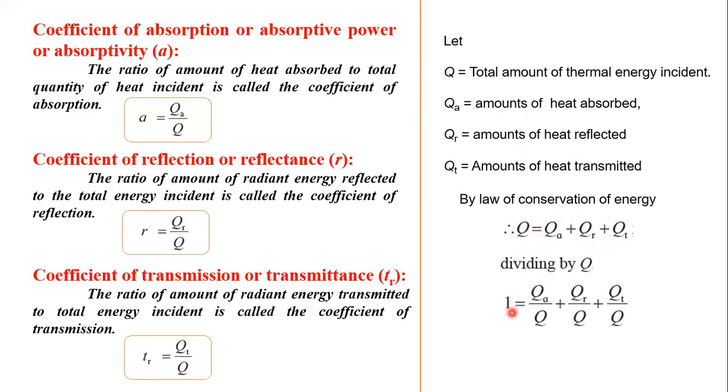So we get Q by Q is 1. So here QA by Q, QR by Q, QT by Q. You can see these formulas here. This is A, R, T. So here we can write A, this is R, and this is T. So we get A plus R plus T is equal to 1. And this is a relation between the coefficients of absorption, reflection, and transmission. Or they are also called absorptive power or absorptivity, reflective power or reflectance, transmittance. These are the alternate names.